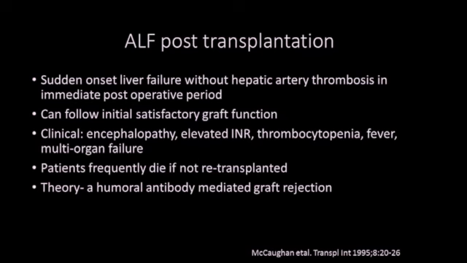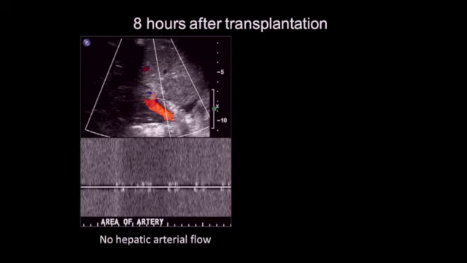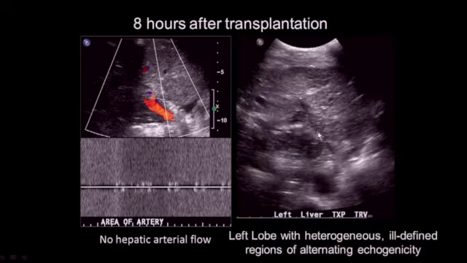They have encephalopathy, et cetera, just as the other patients who come in have it, and they have multi-organ failure. Typically, they die if they're unable to be retransplanted. This is in distinction to patients who immediately have hepatic artery thrombosis, as in this case. This is the first ultrasound after transplant, 8 hours after transplantation. We were unable to find any hepatic arterial flow. This is the portal vein. There was no flow. By this point, the liver was already quite heterogeneous, with islands that are hypoechoic alternating with hyperechoic. This is the same pattern that you're seeing here.